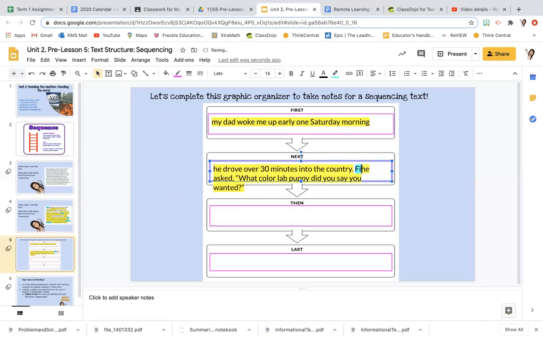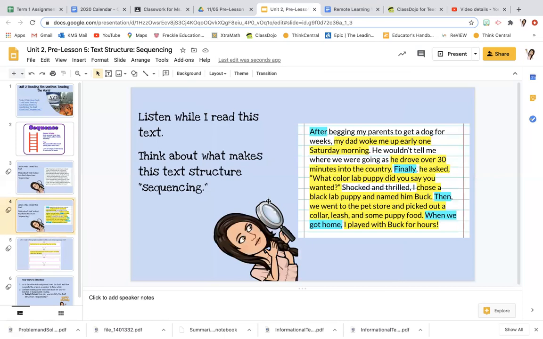Drove over 30 minutes into the country and asked, I'm going to take out some of that. Again, it's notes. We don't want it to be super long. And asked what color puppy. So quick note, short and sweet. It doesn't have to be complete sentences. All right, what happened after that?